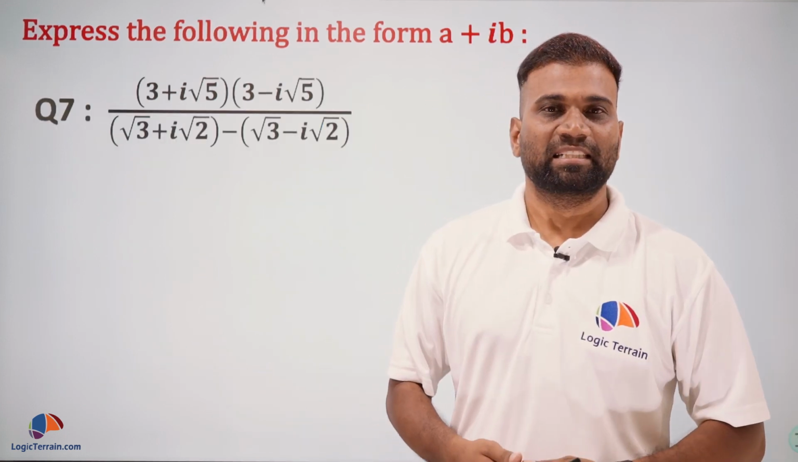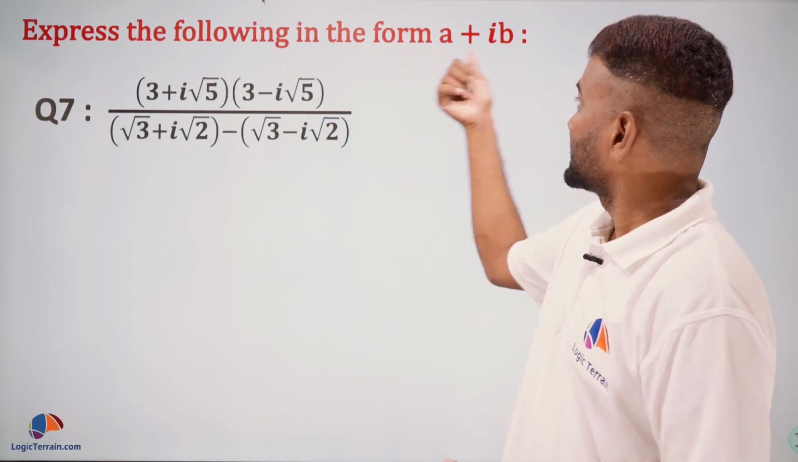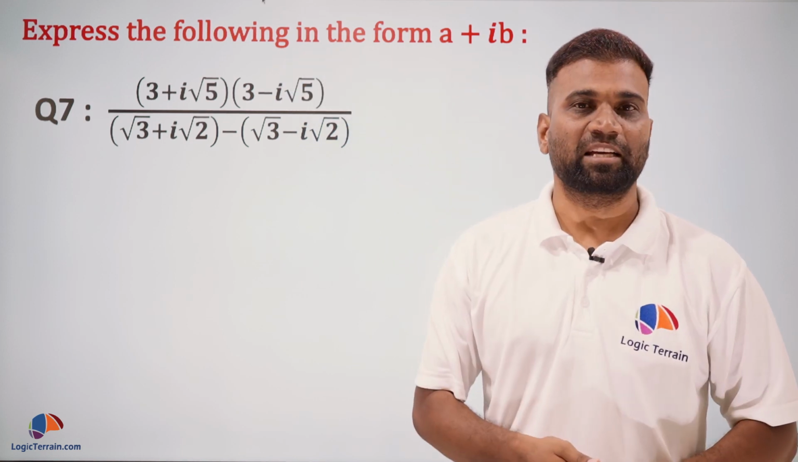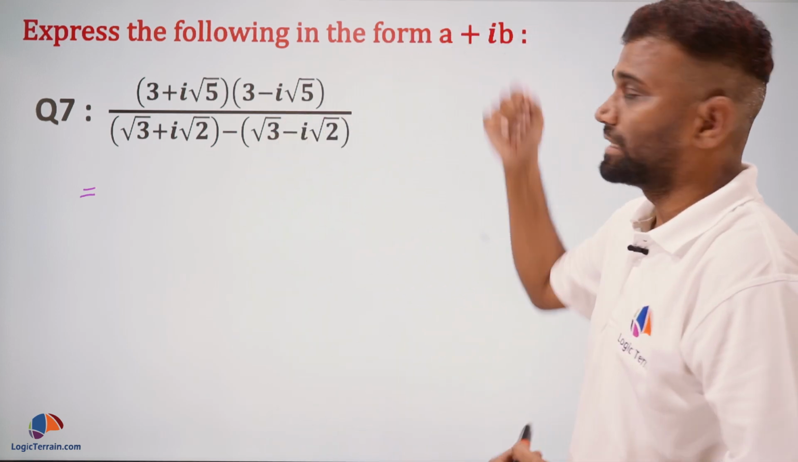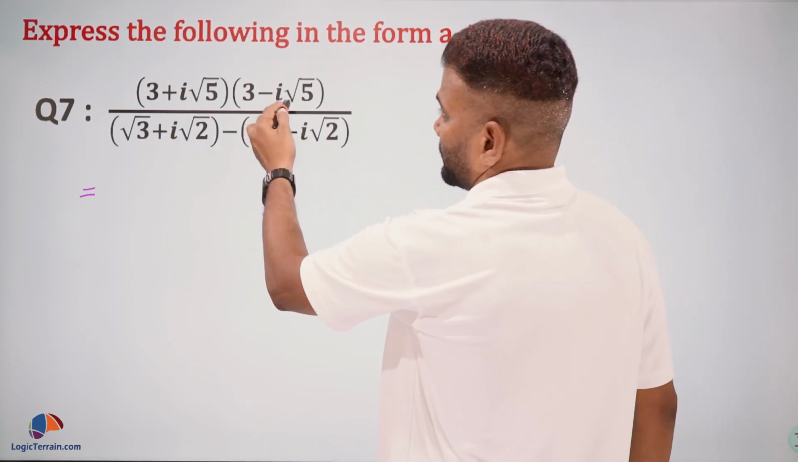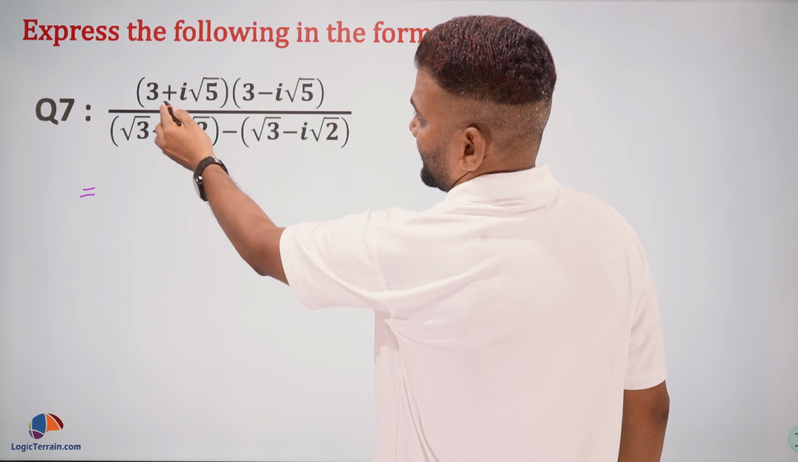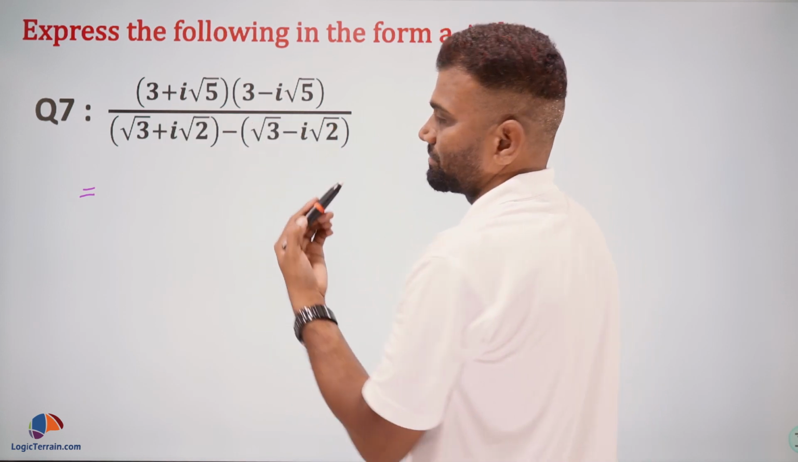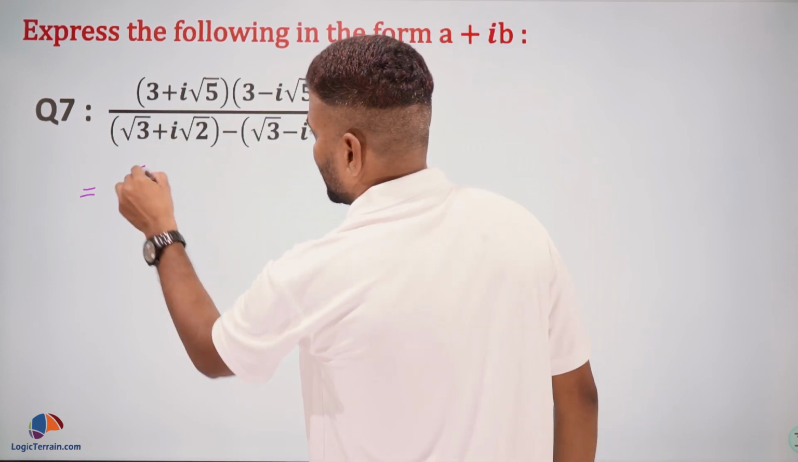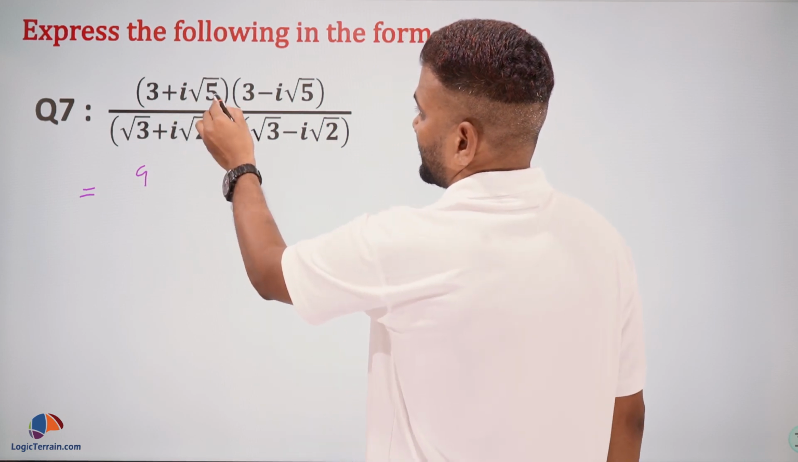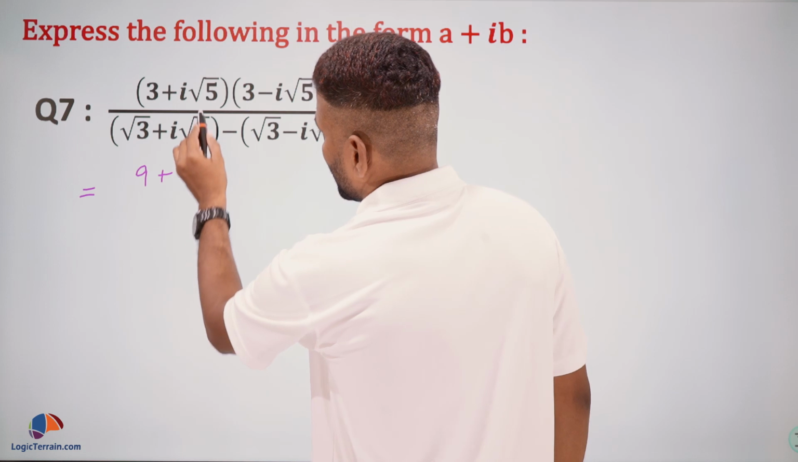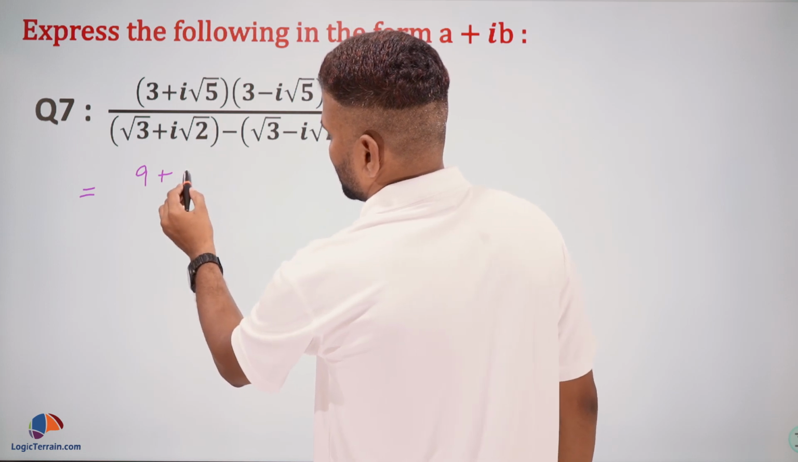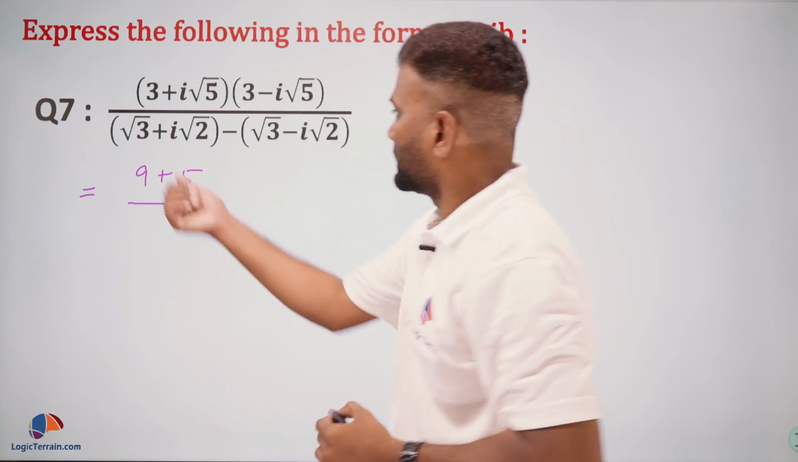Here is the final example in this model, that is expressing in the form a plus ib. So we'll simplify and express it in the form a plus ib. For that we have to multiply both numerator and denominator. It looks like a plus b into a minus b, so a square minus b square. 3 square is 9 minus b square, i square root 5 into i square root 5, i square is negative 1, negative into negative becomes positive, square root 5 square becomes 5, upon the denominator.